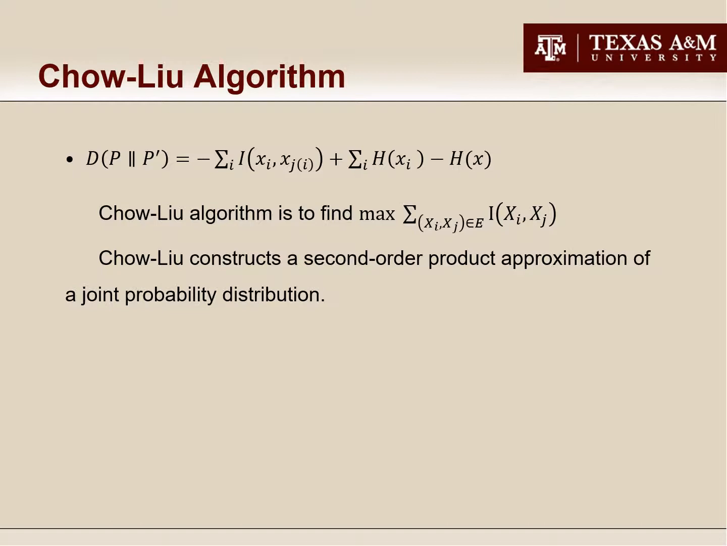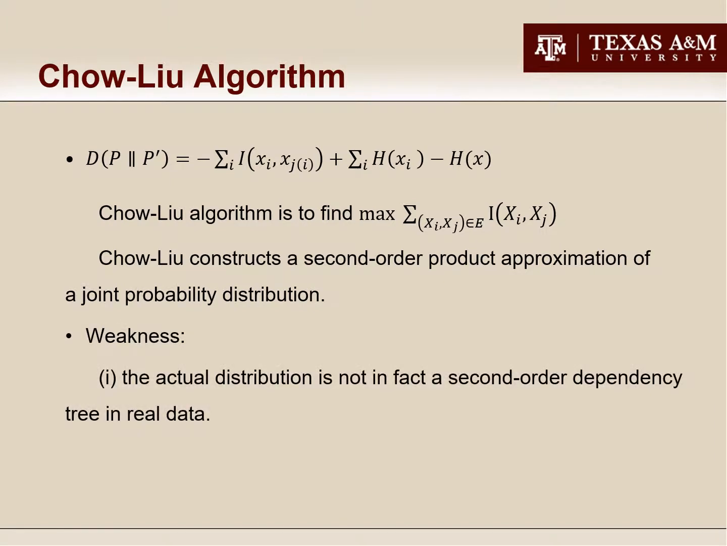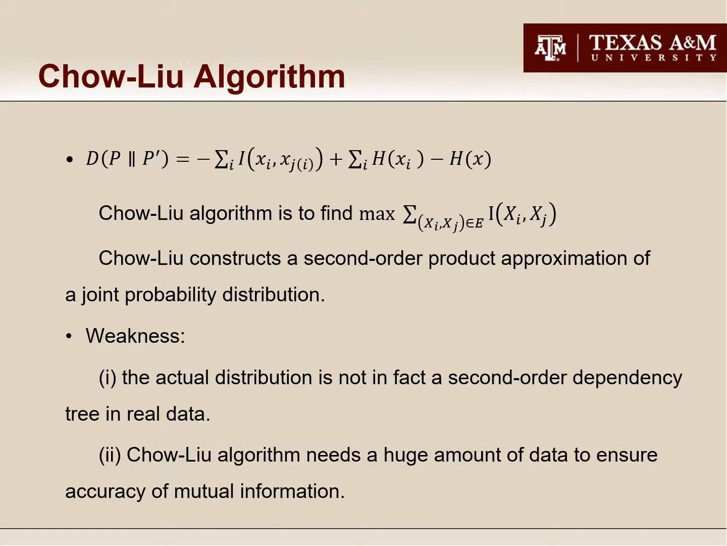However, the Chow-Liu algorithm has some problems and weaknesses. First, the actual distribution may not in fact be a second-order dependence tree in real data. In many cases, the structure is very complex. Second, the Chow-Liu algorithm needs a large amount of data to ensure the accuracy of mutual information. If we do not have a huge amount of data, then we cannot calculate the pairwise mutual information correctly, which means that we cannot make a good approximation.